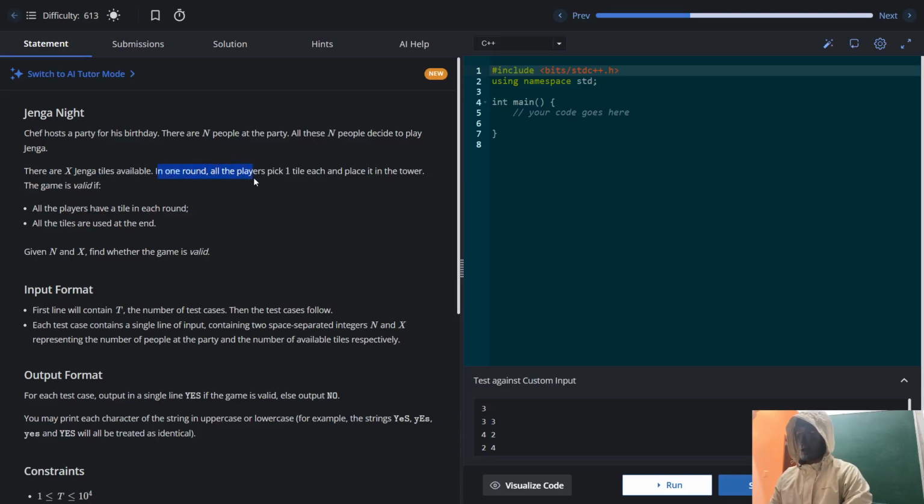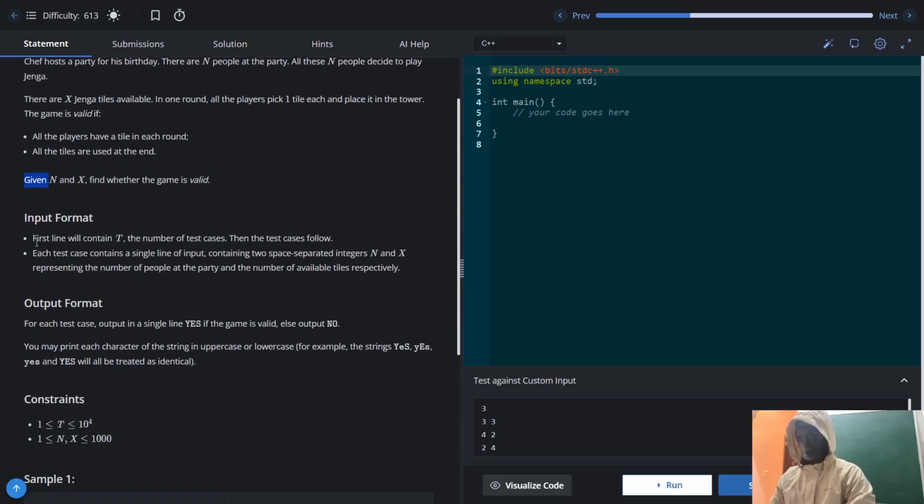In one round all the players pick one tile each and place it in the tower. So the game is valid if all the players have a tile in each round. Okay, all the tiles are used at the end. Got it. So given N and X, find whether the game is valid. So yeah, it's easy only. I'll tell you how to do it.